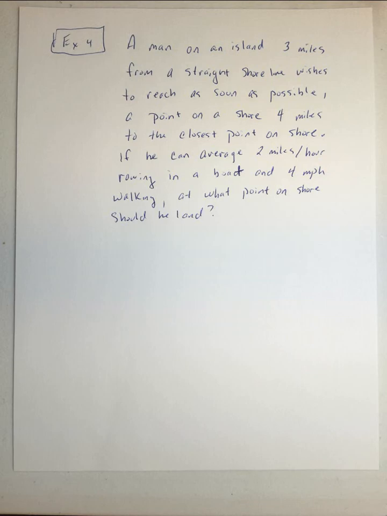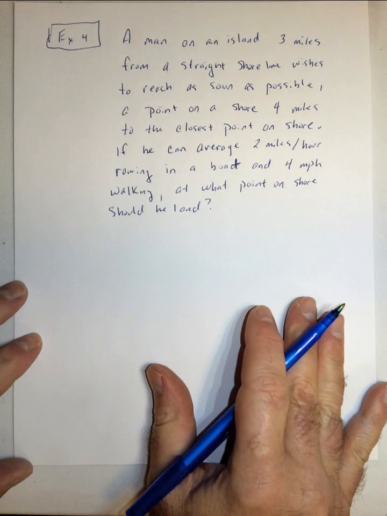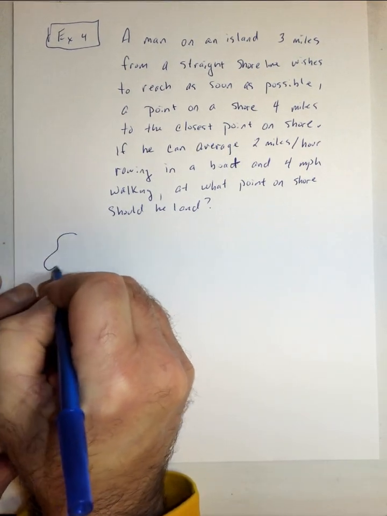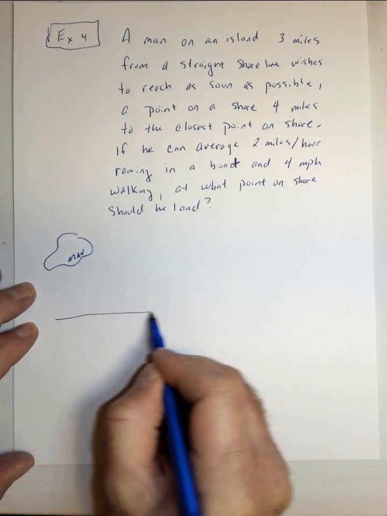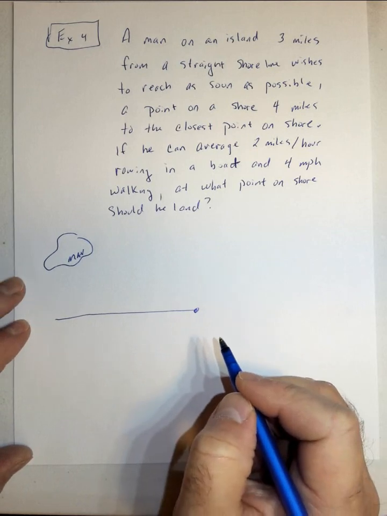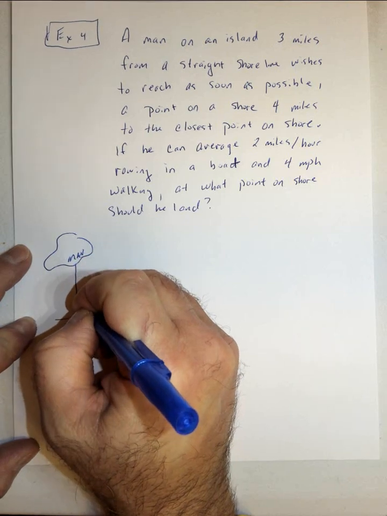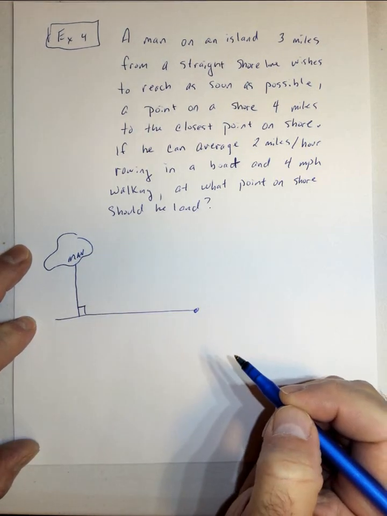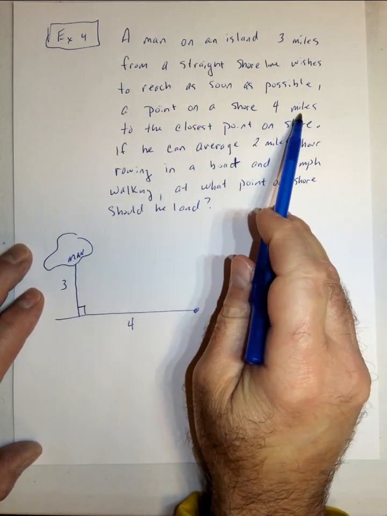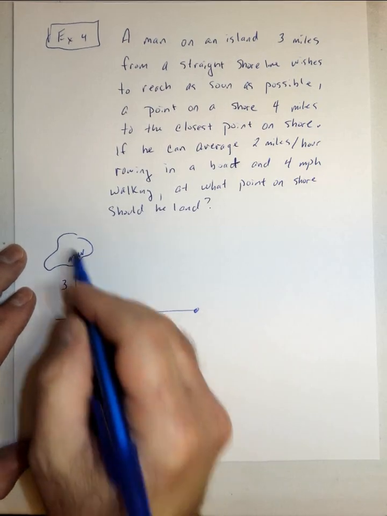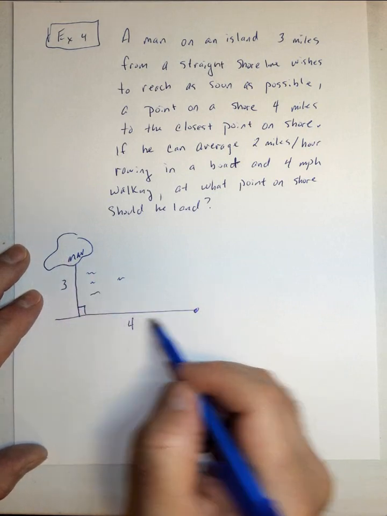So the idea here is, again, I'm going to draw you a little picture, because sometimes pictures always help, right? So we got our man, here's his island, he's here, here's your shoreline. He needs to get to this point, which is 4 miles from the closest point. So from the closest point means we go perpendicular to that straight shoreline. And this is 3 miles. And this is 4 miles, which is the closest point on shore. So he wants to get here, but this is your water. So he's going to row to the shore and walk the rest of the way.